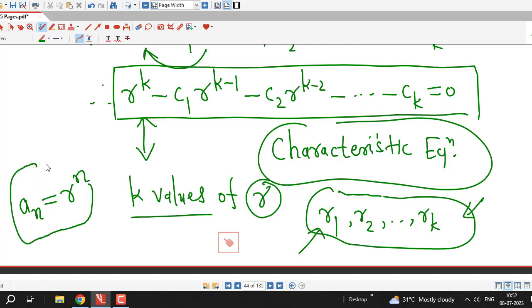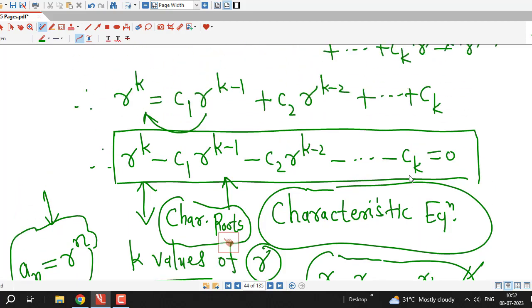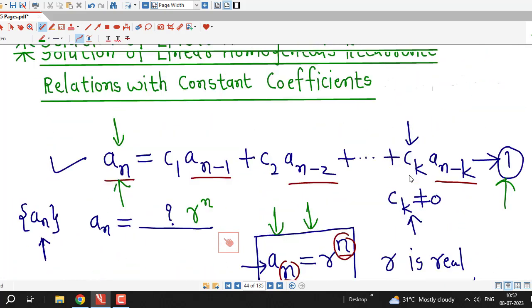We have assumed that the solution of the recurrence relation is given by an equal to r raised to n, where r is a solution of the characteristic equation. The values of r which satisfy this characteristic equation are known as characteristic roots. Characteristic roots means the values of r which are solutions or roots of the characteristic equation. So this is the method of solving a recurrence relation which is linear, homogeneous and has constant coefficients.